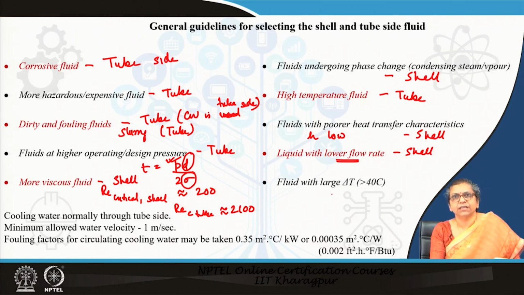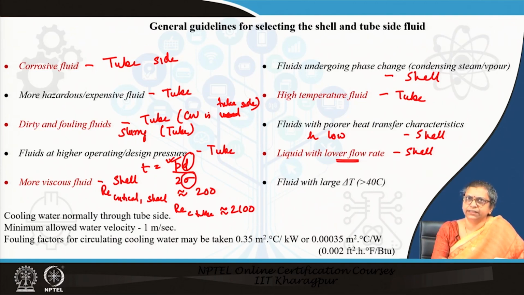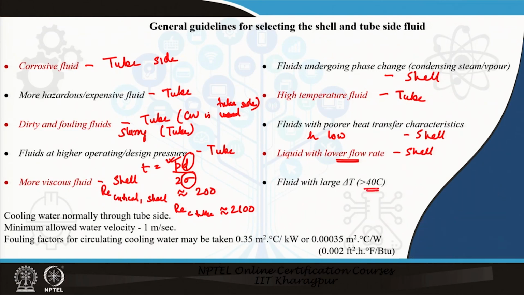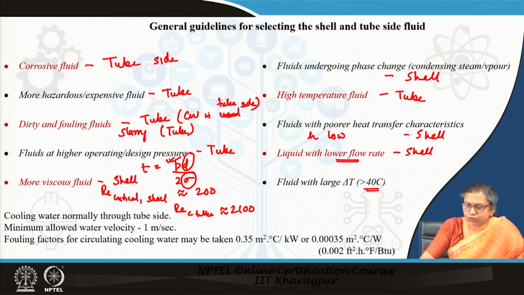Suppose there is a fluid which has to be heated or cooled over a large range, say the delta T, the Th in minus Th out or the Tc in minus Tc out, is greater than 40 degrees centigrade. In that case, imagine that fluid flowing through the tube. There is a very large temperature difference, and the tube sheet which is holding the tube at both the ends will be subjected to larger stresses. So, for those particular cases we would be introducing the fluid through the shell side.